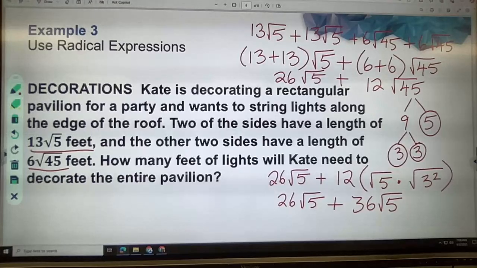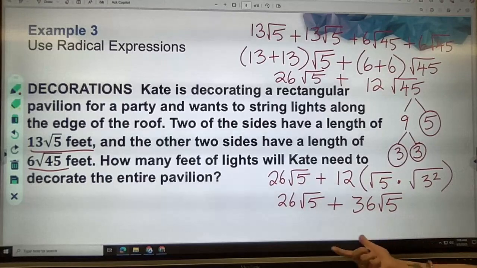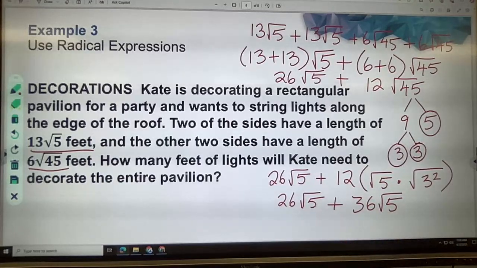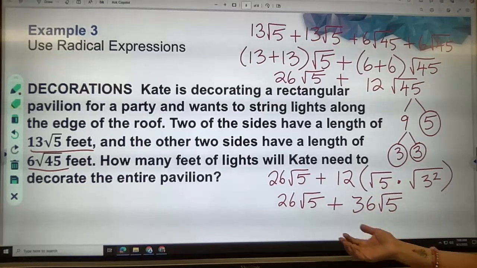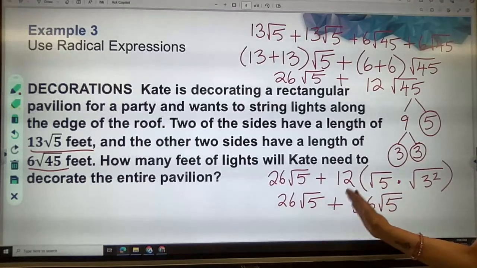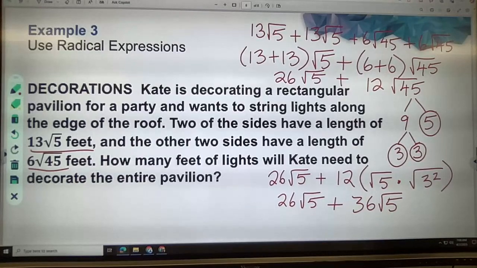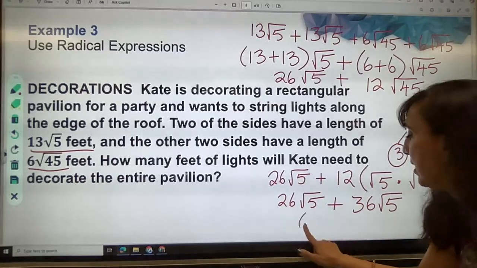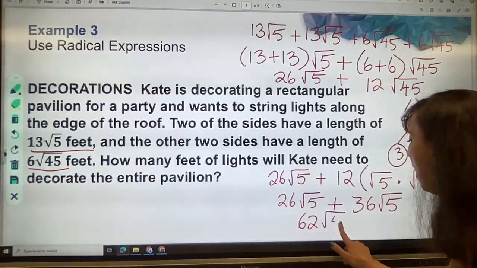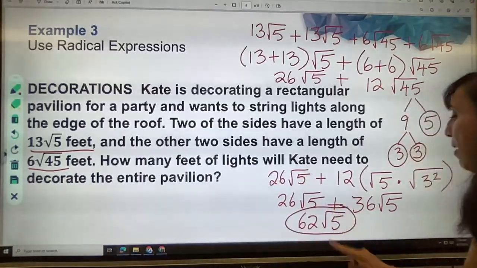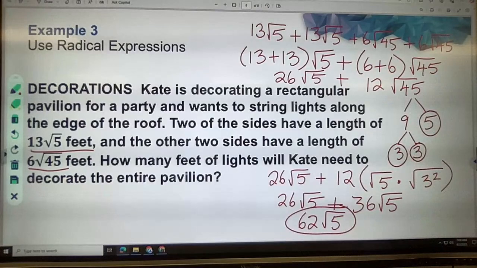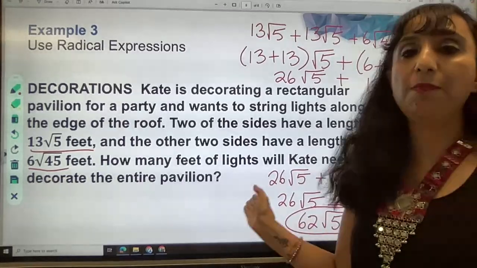Now look, over here we have the same radicand. So now I can add or subtract. In this case, we are adding. So what is 26 plus 36? I get 62 root 5. And now this is my final answer. So I know that Kate will need 62 root 5 feet of lights to decorate the pavilion.